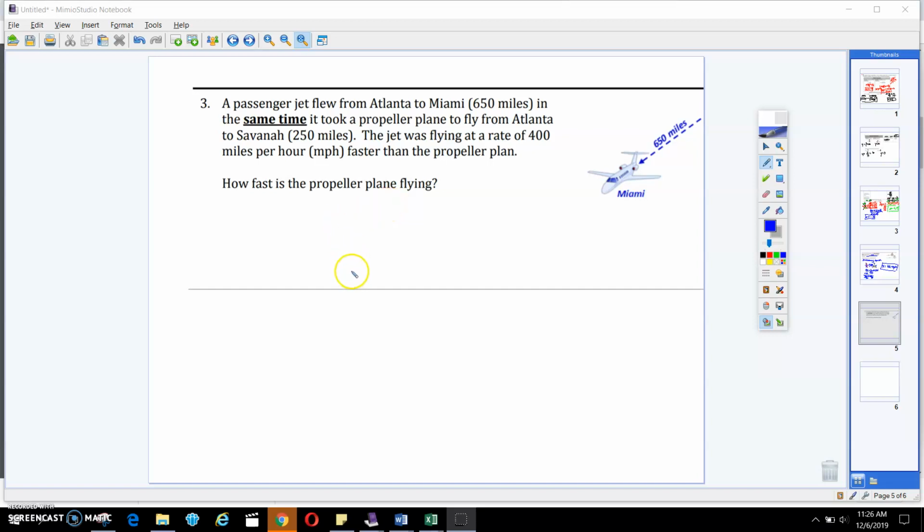Okay, so the first thing I want to do is set up a proportion. On the left-hand side, we're going to talk about the jet. The jet flew 650 miles, right? In the bottom part, we're trying to figure out how fast it was actually going. The jet was flying at x plus 400 miles per hour, faster than the propeller plane.